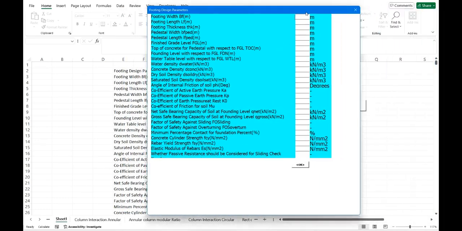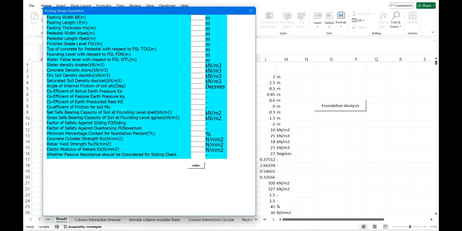Let us fill the parameters. 2 meters is the footing width, 2.5 is the length, 0.5 is the thickness, 0.45 is the pedestal height, 0.6 is the pedestal width. Zero finished top of concrete as 0.3. Founding level as minus 1.5.